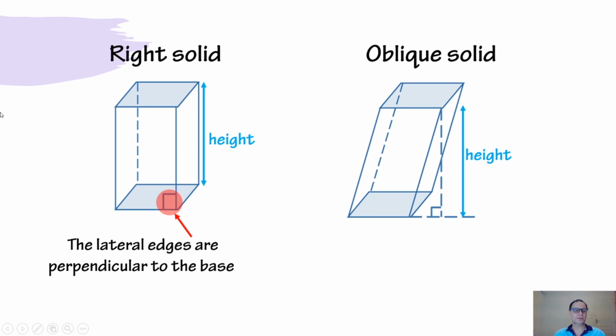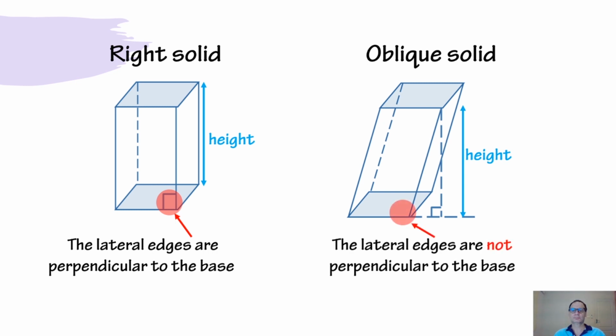In a right solid, the lateral edges are perpendicular to the base, as shown in the diagram. In contrast, in the oblique solid, the lateral edges are not perpendicular to the base. As you can see, this angle here is more than 90 degrees. The height is measured from the top, perpendicular to the base. That is the height of that solid.